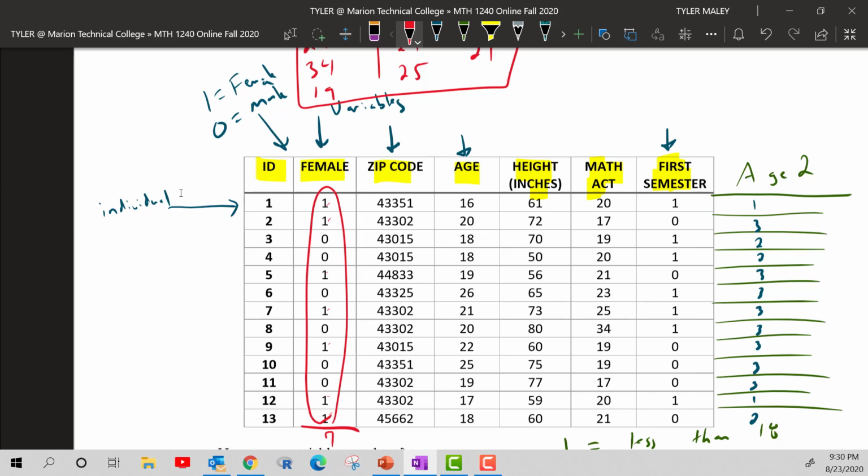So in this case, it does make sense to add. However, these numbers are qualitative, because these are splitting people into categories. That was my asterisk, my disclaimer, when I said that test doesn't work all the time. I could also add first semester, and that total would tell me the total number of students for whom it is their first semester. Now, zip codes are qualitative also. It doesn't make sense for me to add zip codes together, or phone numbers. Those are qualitative.